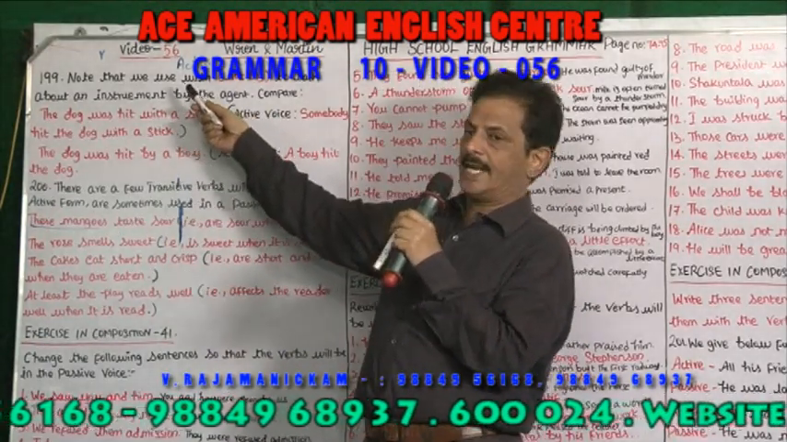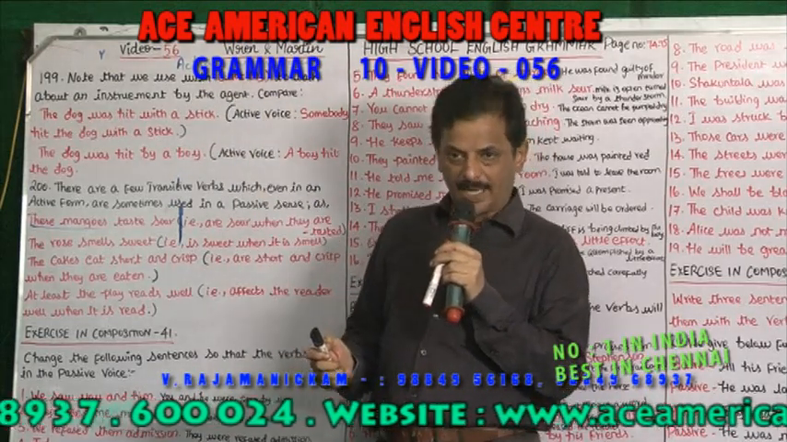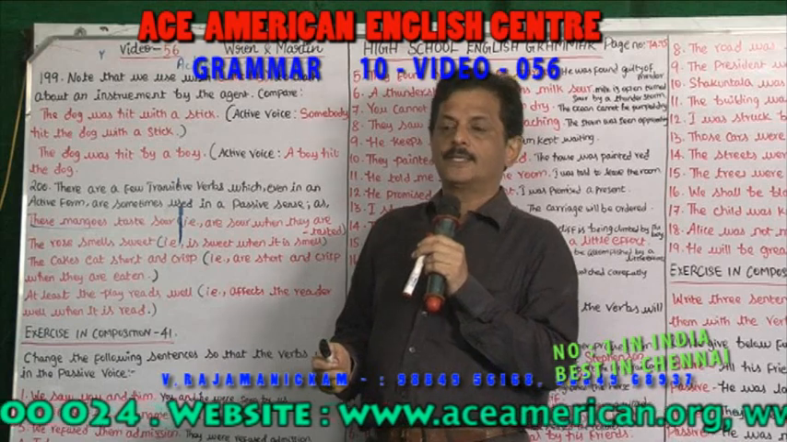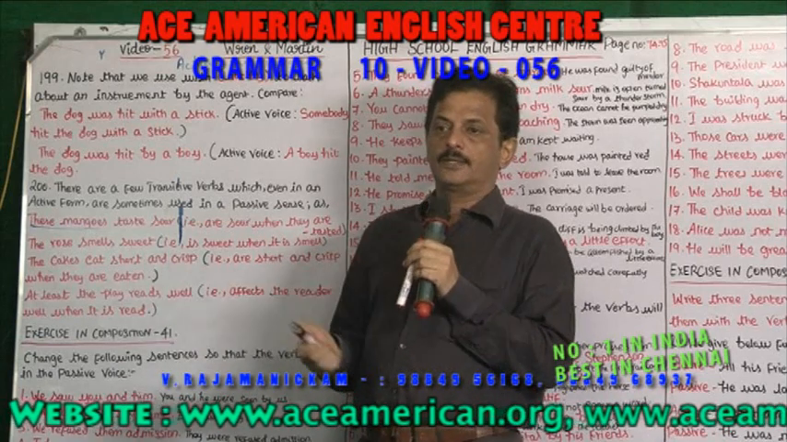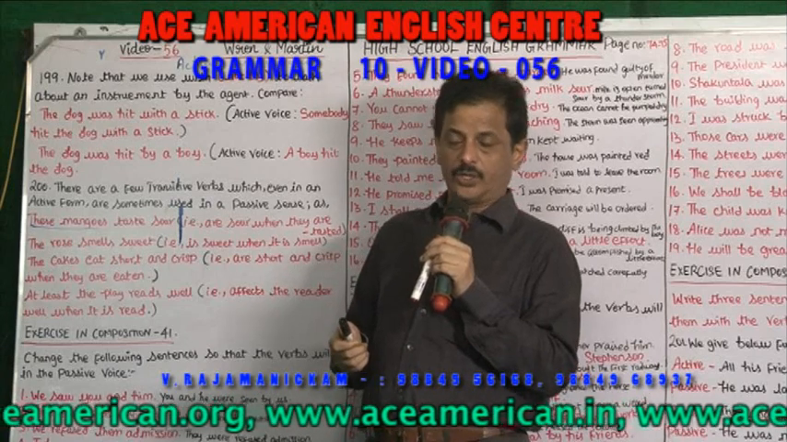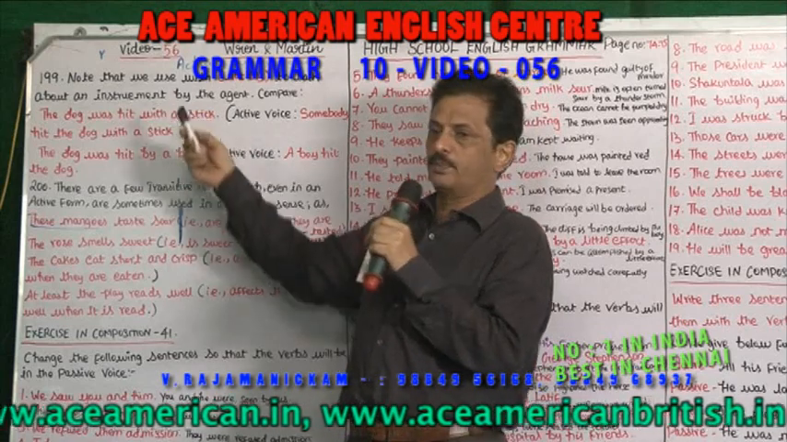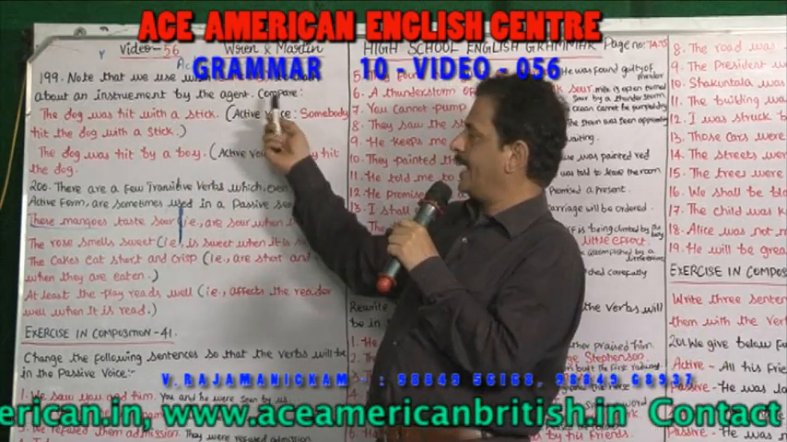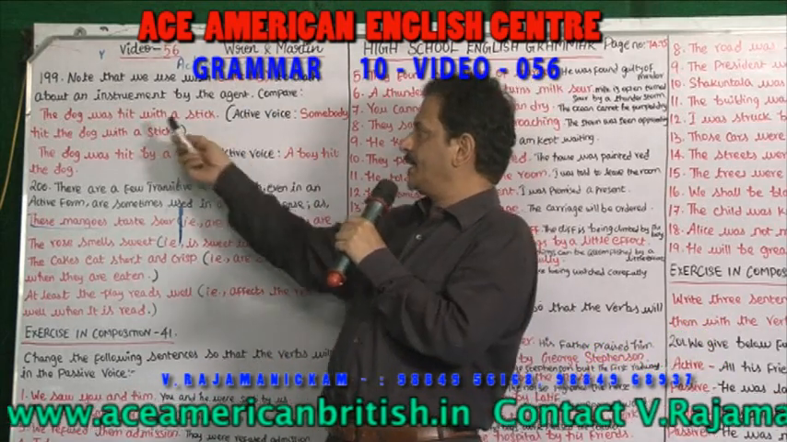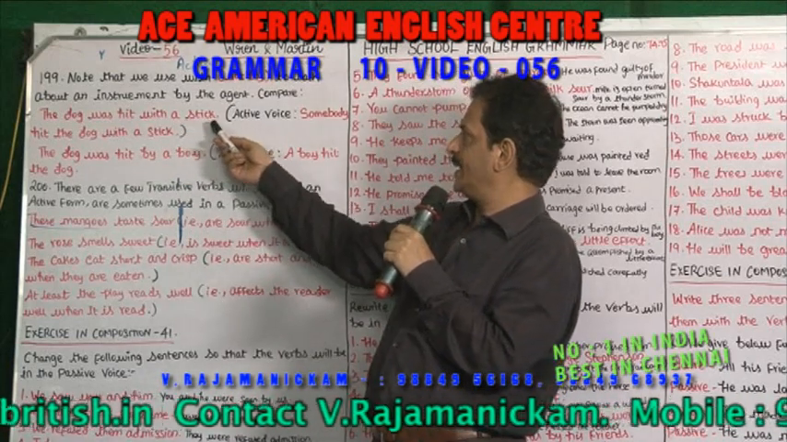We note that we use with, not by. You're not supposed to use by. See, for example, he buys a book. The book is bought by him. You're not supposed to use by to talk about an instrument, only the agent. You see, compare. The dog was hit with a stick.